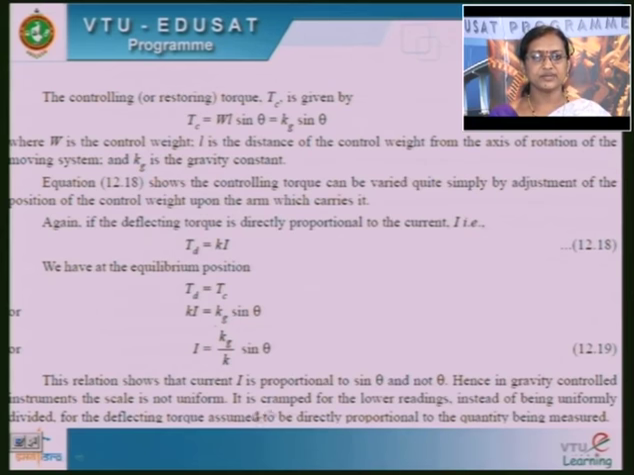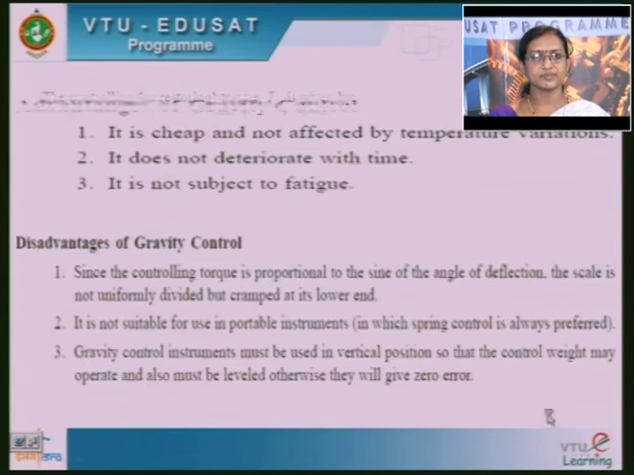Hence, in a gravity controlled instrument, the scale is not uniform because the deflection is sinusoidally varying. That is why the scale is cramped for the lower readings instead of being uniformly divided, for the deflecting torque assumed to be directly proportional to the quantity being measured in this case.